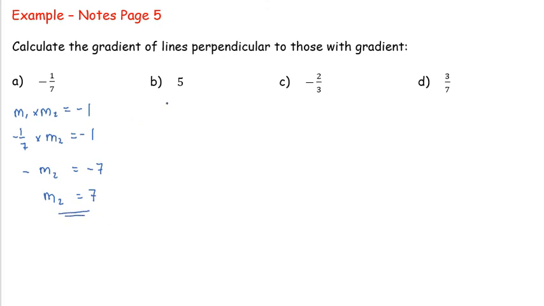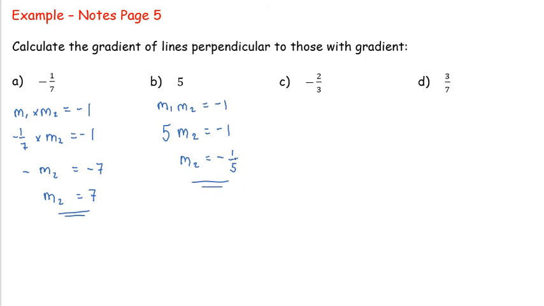Same thing again for part B, so starting again with m1 m2 equals negative 1. Sometimes I won't write the multiply, but two beside each other still means they're multiplying. So I know one of these is 5 now, so I'll make that 5 times m2 equals negative 1. So to get m2 by itself, I just divide both sides by 5, so it's negative 1 over 5.